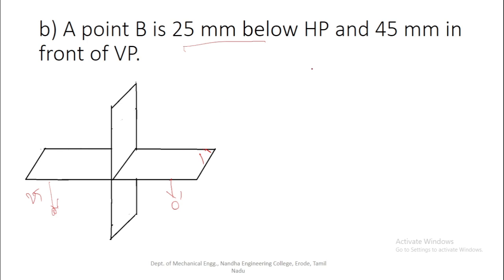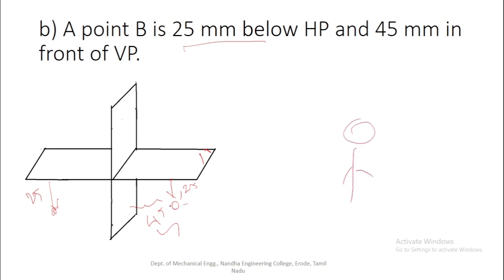The next statement is that the same point B is 45 mm in front of VP. In front of VP is this portion. So this is 45 mm in front of VP and 25 mm below HP. So here if the object is placed in the third quadrant, the specification would be some distance behind the VP, because the position of the observer is here only.